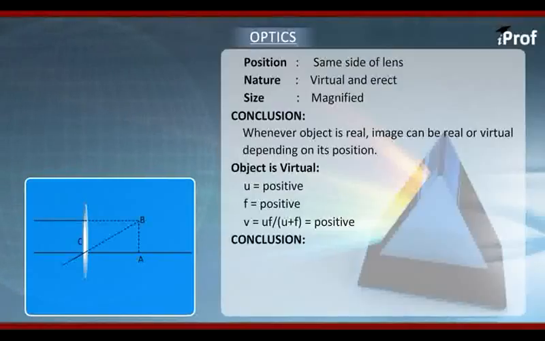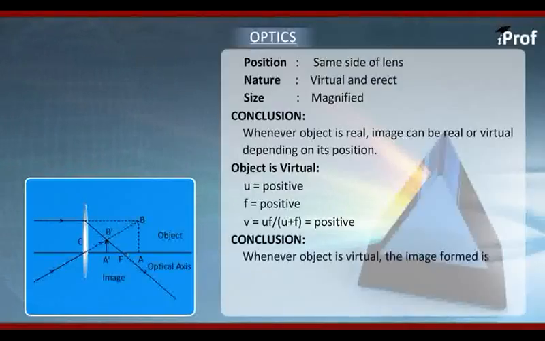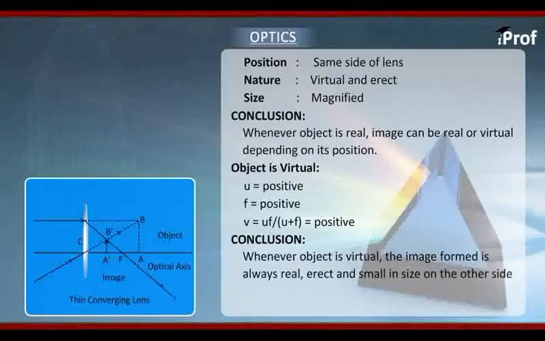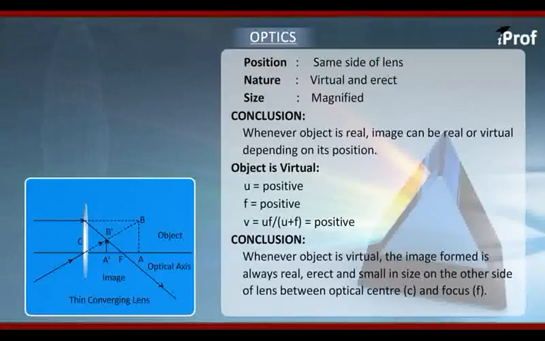Now we move to the next case where our object is placed between focus and optical center of the lens. Now let's construct the ray diagram, and this is an interesting case and it is different from the previous cases. So when we consider two refracted rays, so we find that image formed is virtual, erect, and magnified. Please have a look on the ray diagram very carefully. Again we have taken two rays, one parallel to optical axis and other passing through optical center.